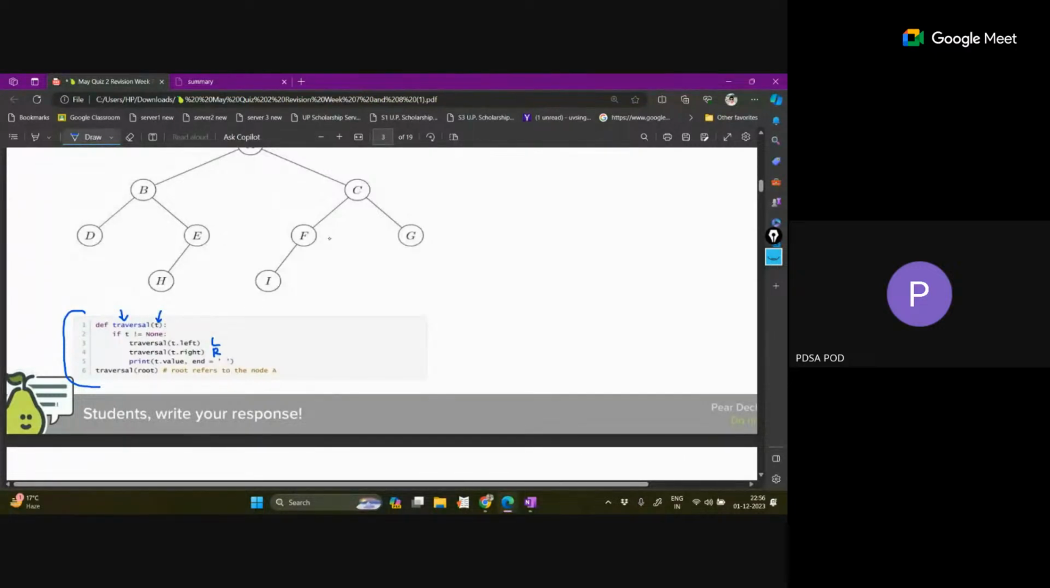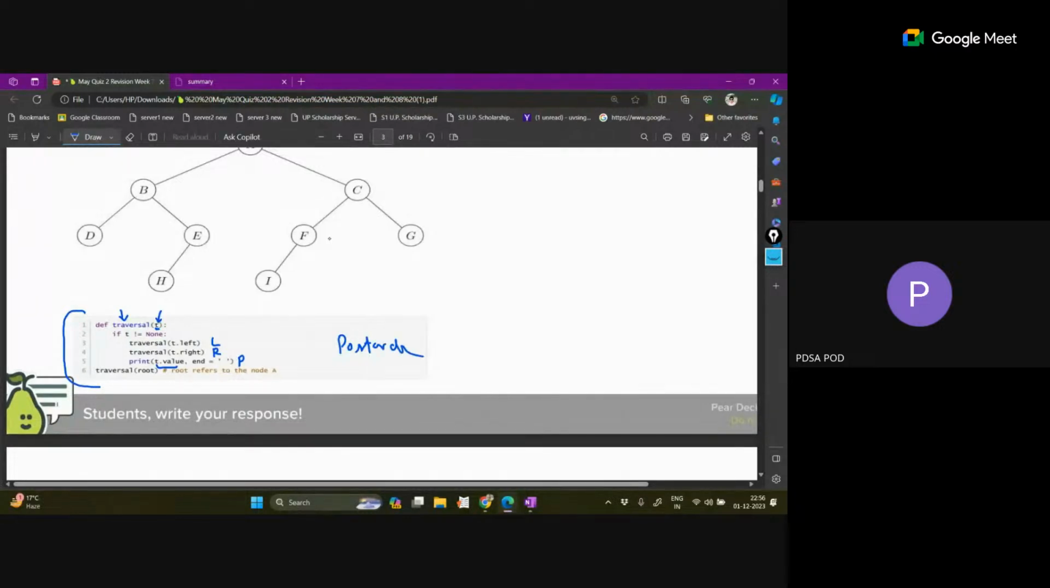Okay, and this is the third one, the print statement. So what is the current node T and what is the value of T? Okay, print. This is the P step. So this is LRP. So what type of traversal is this? We are just using the print statement after L and R, then print. Okay. Post order. This is post order.